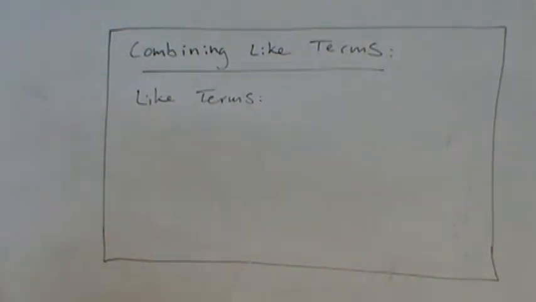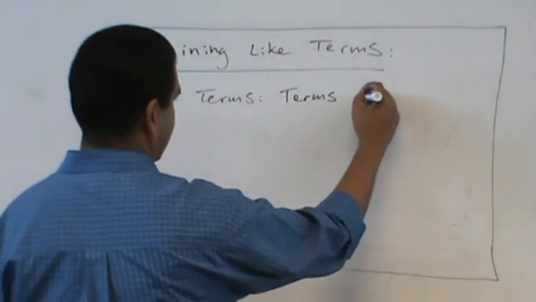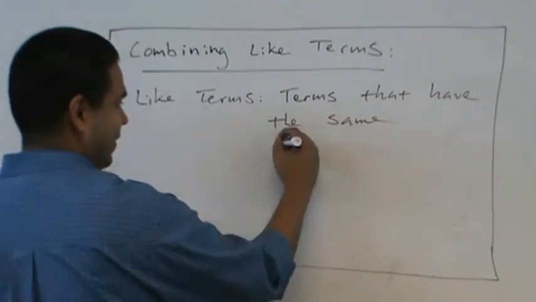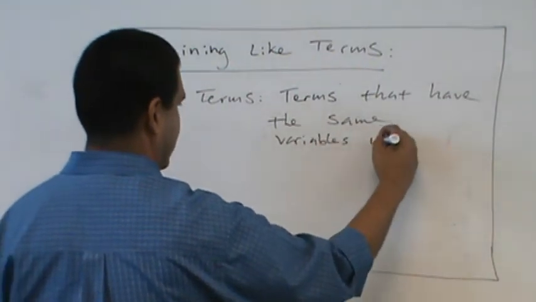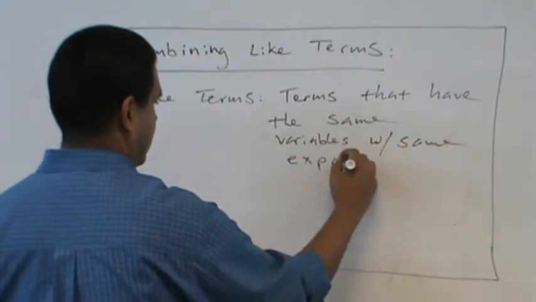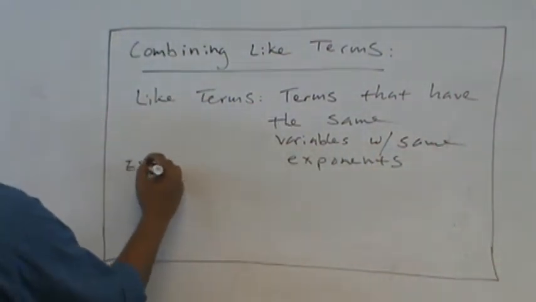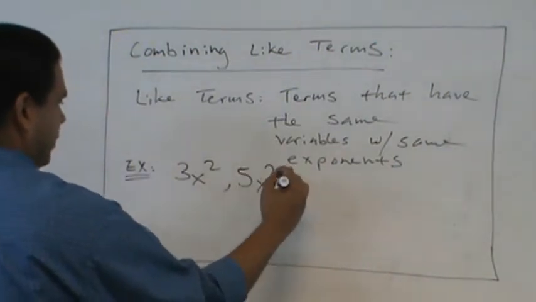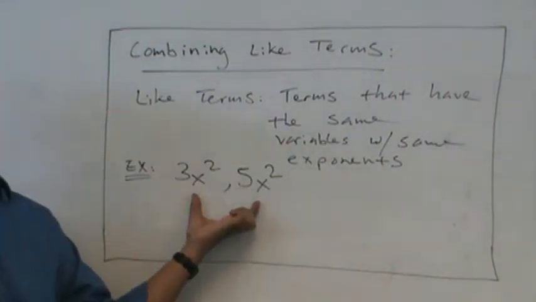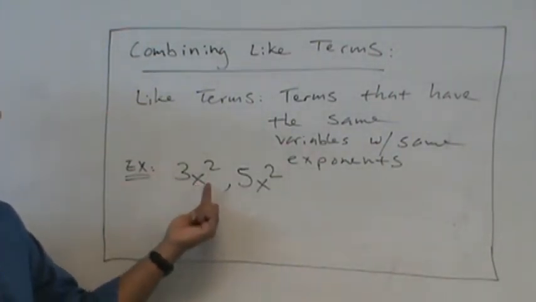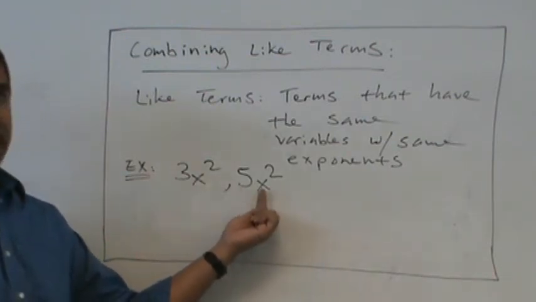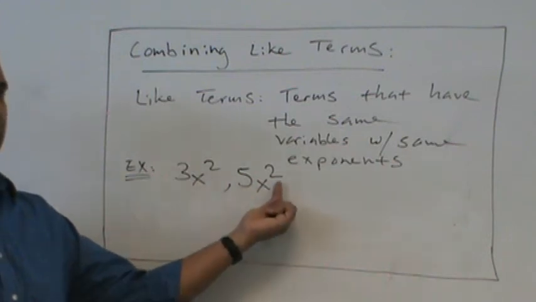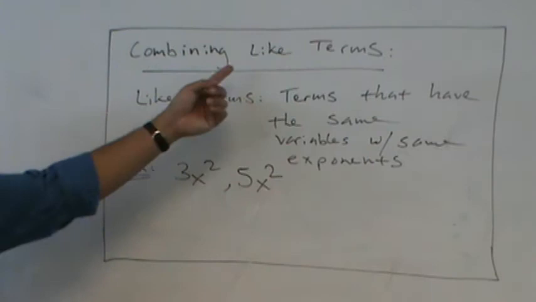So let's talk about like terms. What are like terms? Like terms have the same variables with the same exponents. Example: 3x squared and 5x squared. These would be like terms. This term has an x, the exponent is a 2. This term has an x, same variable, the exponent is a 2, same exponent. If they have the same variable and same exponent, those are like terms.